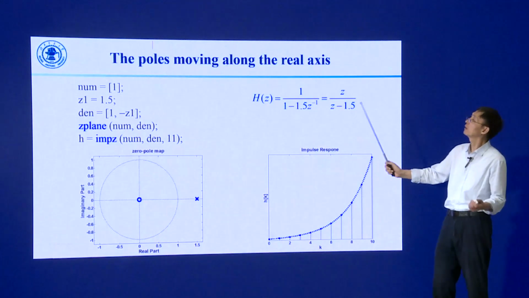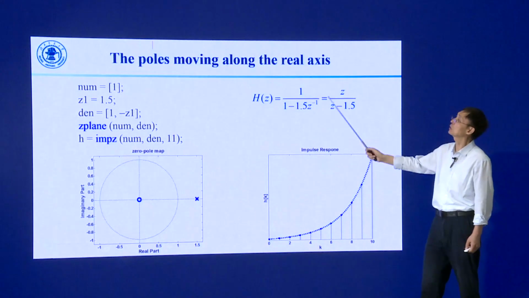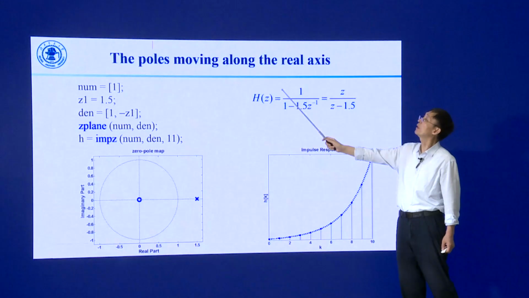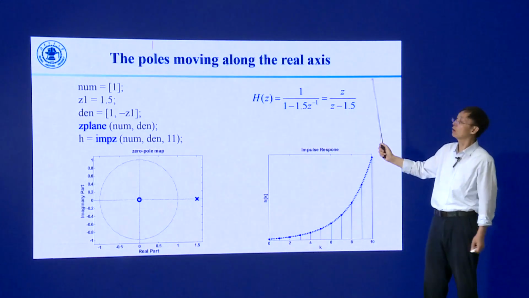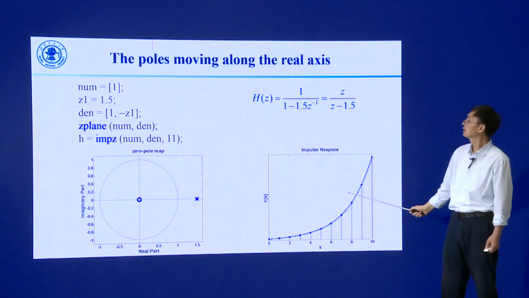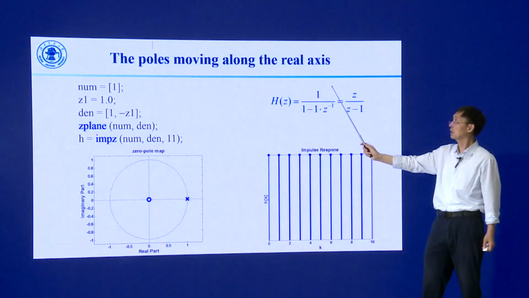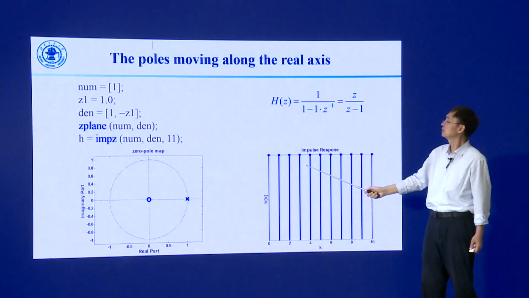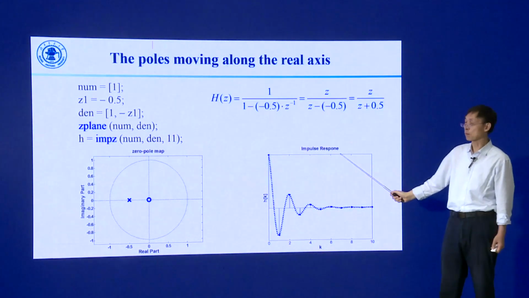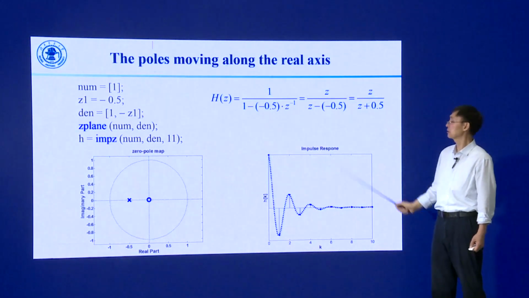Now we will find the impulse response according to the poles and zeros. If the pole moves along the real axis, we will find the result. The poles moving along the real axis, the impulse response will change according to the pole's position.